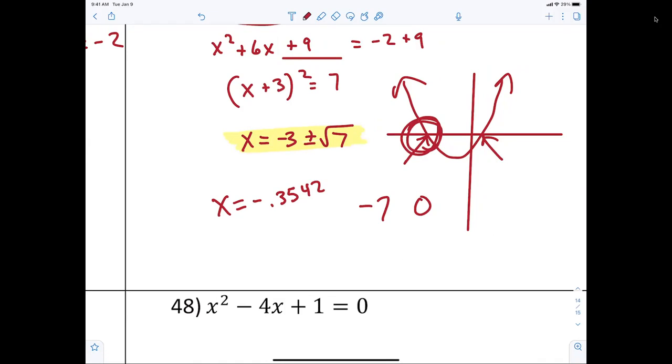So what I need you to do now is look at this number right here and then go back and do -3 plus the square root of 7 on your calculator. And it should be exactly the same number. And then you calculate the other 0, and it would be -3 minus the square root of 7. And the other 0 would be found.